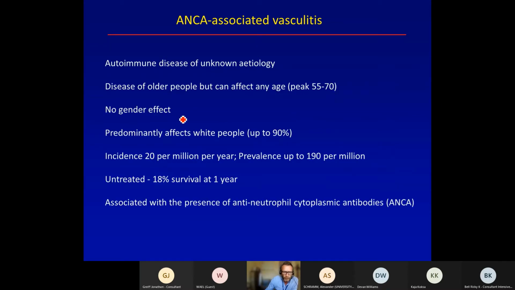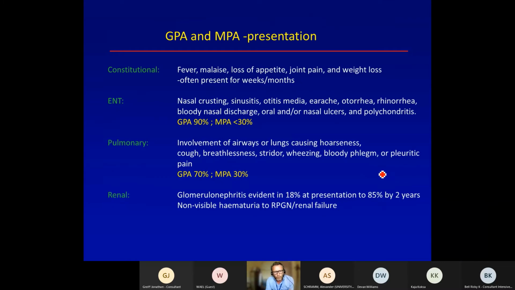The male-female spread is fairly equal. It's predominantly a disease of white people. It's rare. The incidence is about 20 per million per year. So roughly in this area, we'll see perhaps 20 new cases per year, and the prevalence is about 10 times that. It's a bad disease to have. Without treatment, there's an 82% mortality at a year. And as the name suggests, the condition tends to be associated with the presence of antibodies targeted against anti-neutrophil cytoplasm antigens.